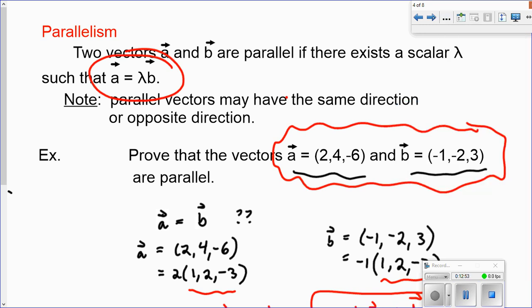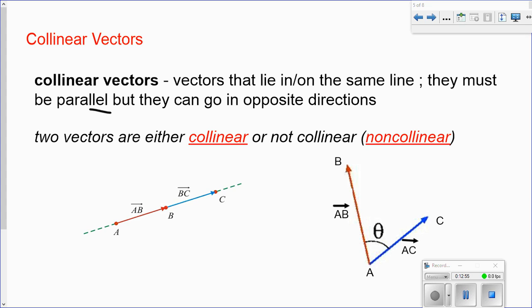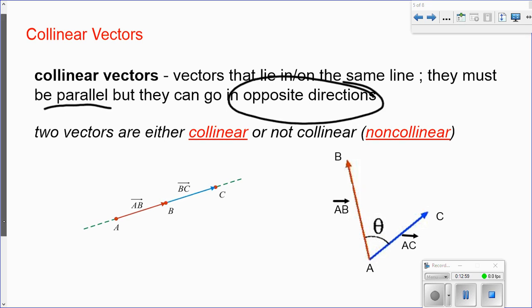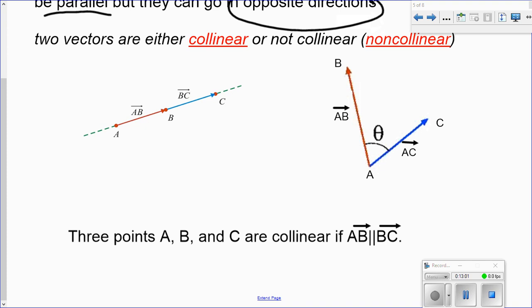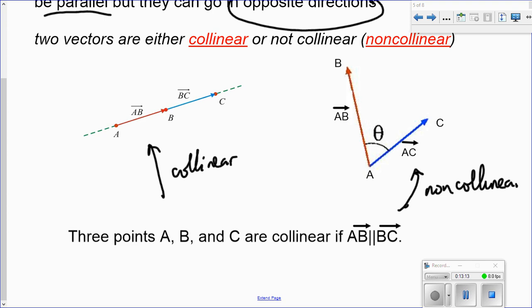Okay, so we're checking for parallel, but we can also understand that vectors can go in the opposite direction. Prove that. Well, these are collinear, and this example here is non-collinear. I think I have an example here. Three points A, B, C are collinear.